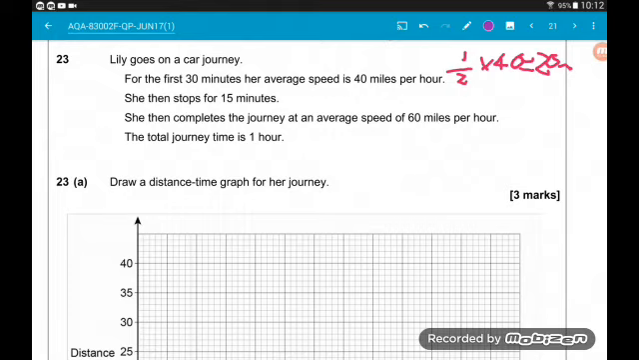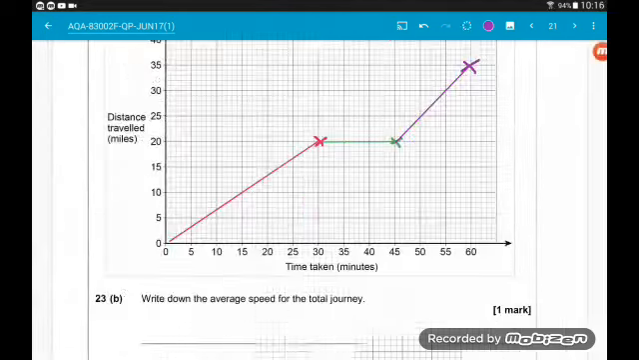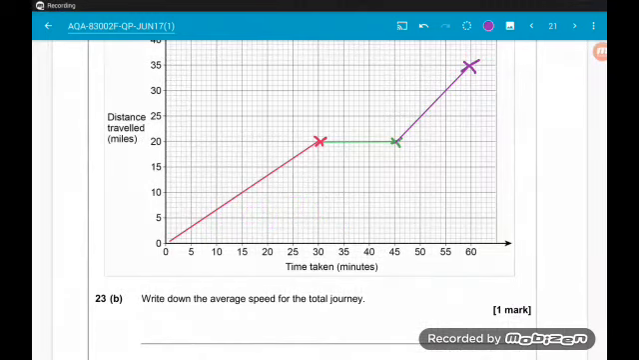So at the moment we're at 20 miles. So we want to plot the point. We're going to be 15 minutes on, so that's going to be at 60 minutes. And we've gone 15 miles further. So we will be at 35 miles. So that's the point we want to plot, which is going to look something like this. Okay, there's our completed distance time graph. If you've got something that looks like that, well done.